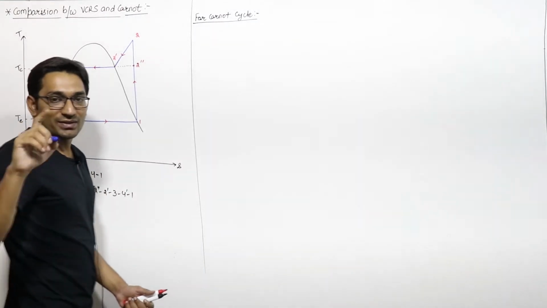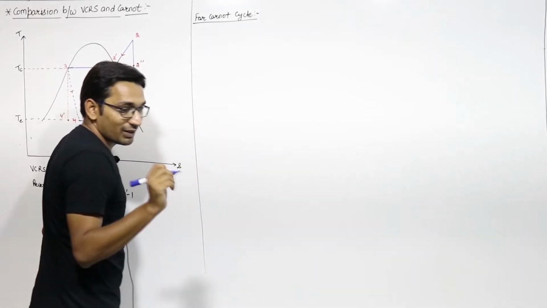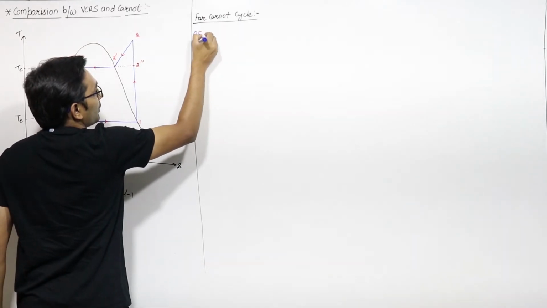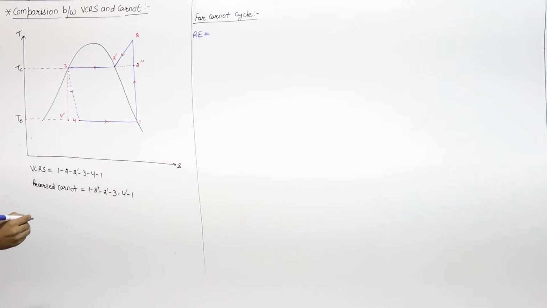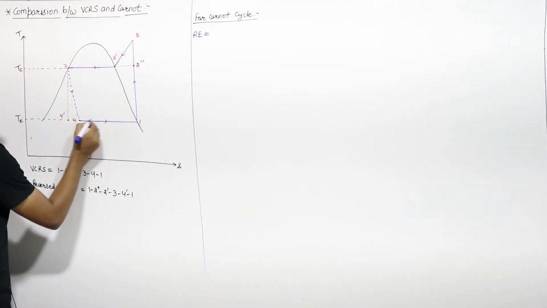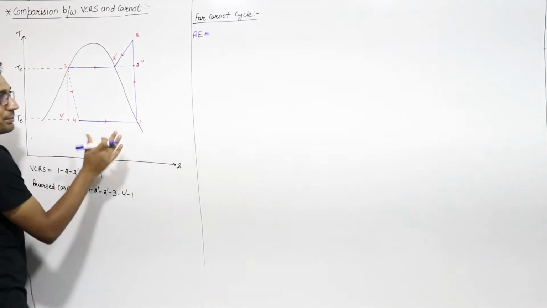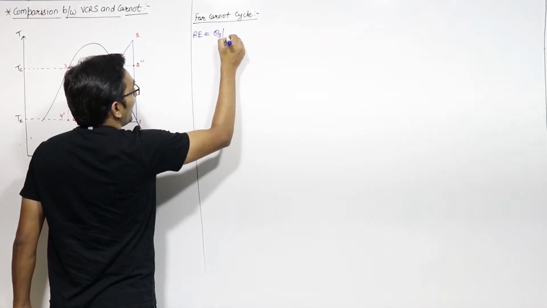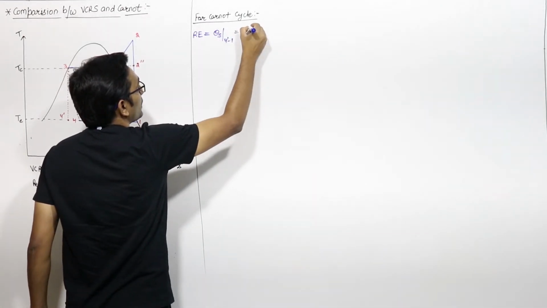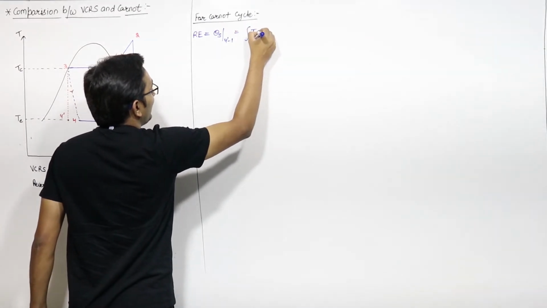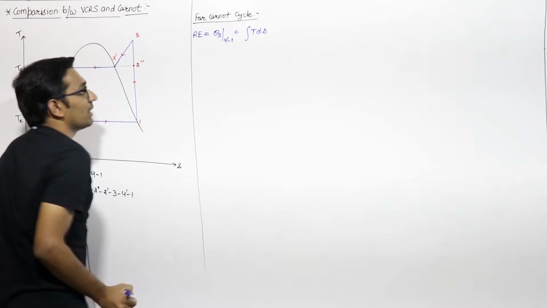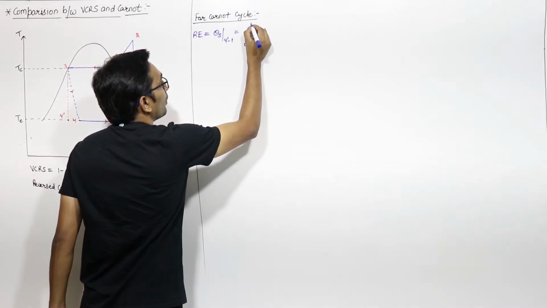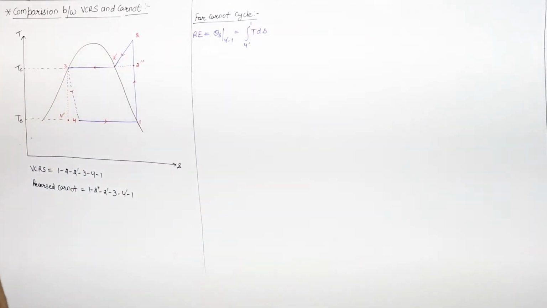First of all, let us calculate the refrigeration effect. What is the refrigeration effect? For the Carnot cycle, the refrigeration effect will be equal to the heat from the process 4 dash to 1. This is the process in the evaporator. So this will be the heat supply for the process 4 dash to 1, and this will be equal to the integration of TDS, because it is a reversible process from point 4 dash to 1.